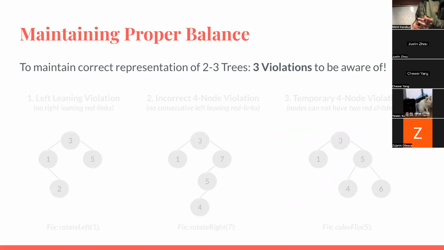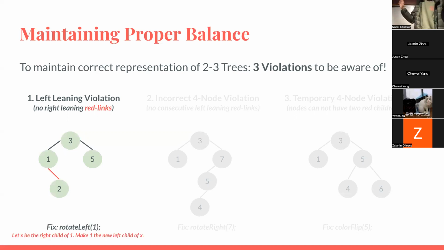Okay, cool. So LLRBs have to maintain this proper balance if they really want to save this 2-3 tree representation, right? After you insert into an LLRB, there are 3 violations you have to be aware of. The first one is called the left leaning violation, but essentially it means there can be no right leaning red links, right? So if we had this 2-3 tree here and we inserted 2, then you can see there's a right leaning red link from 1 to 2, right? That's not allowed. This is called a left leaning violation, right?